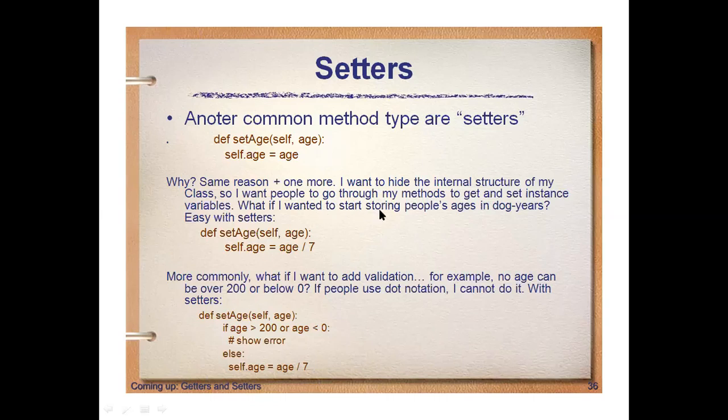What if I want to start storing people's ages in dog years? So this is absolutely wrong. A person's age, you could say, is 70 years divided by 7, so that is the age compared to a dog's age, which is only 10. So the person is 70 years? No, no. More commonly, what if I wish to add validation in that? I require to do it. How can I do that? Right? So this is what the setter method does.